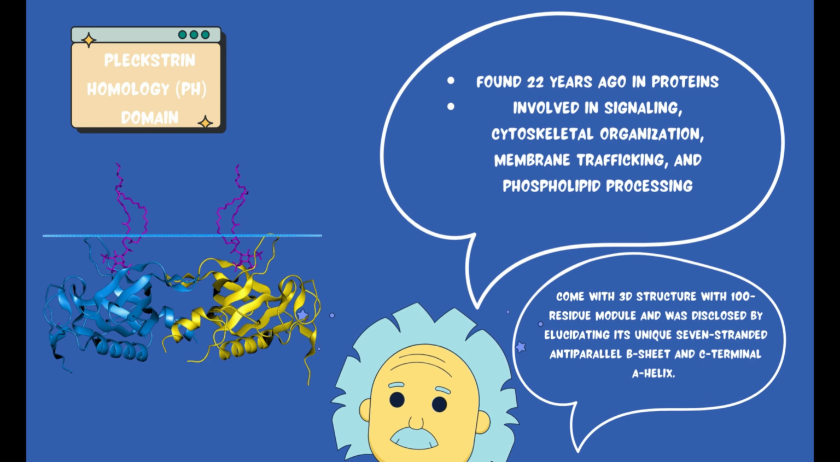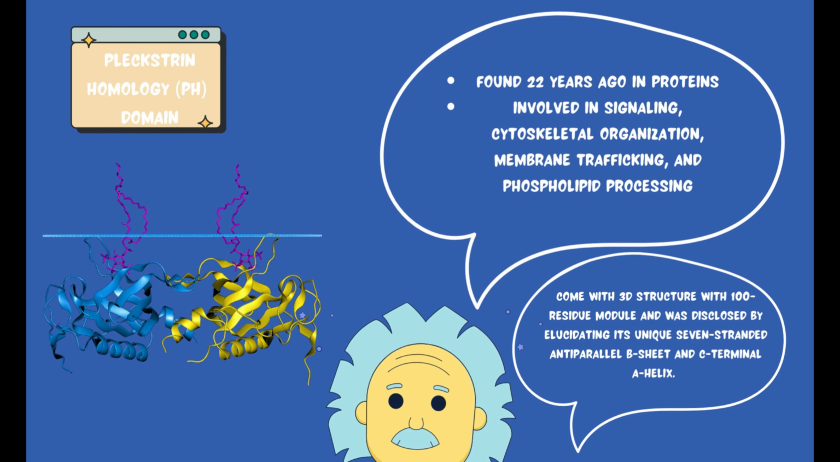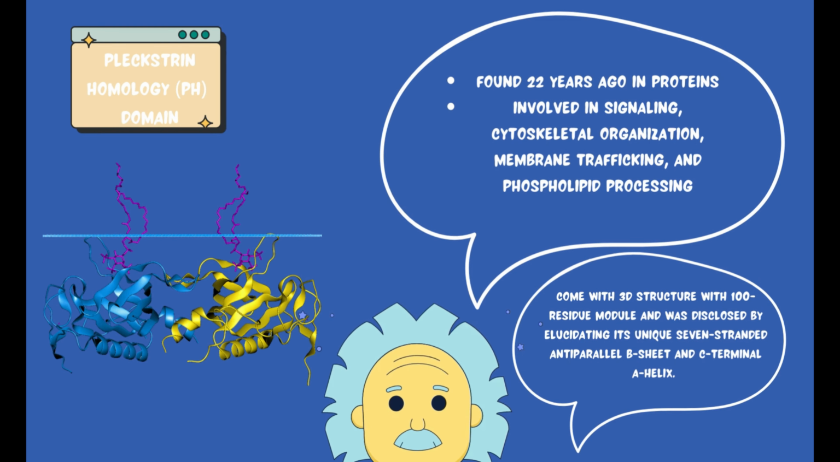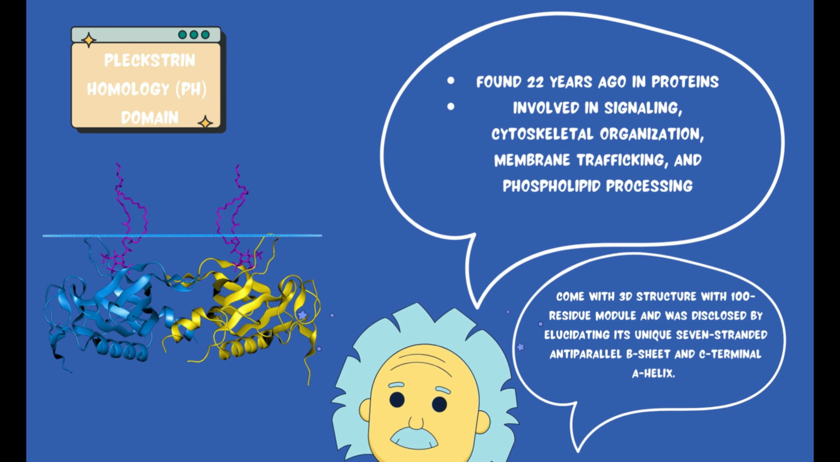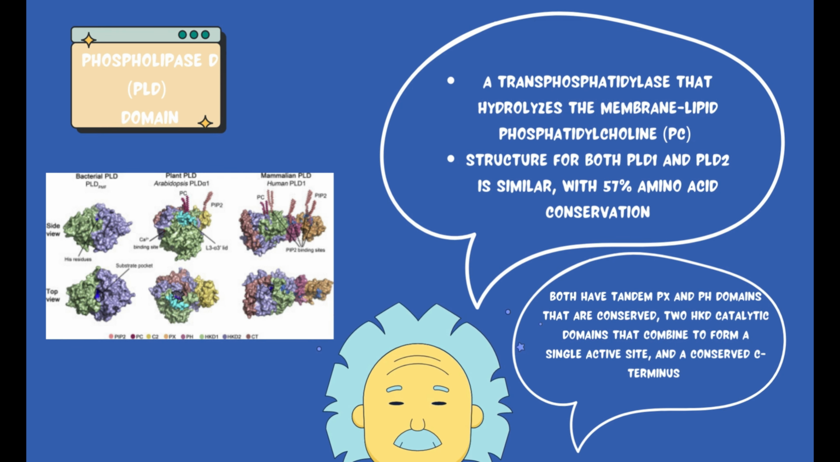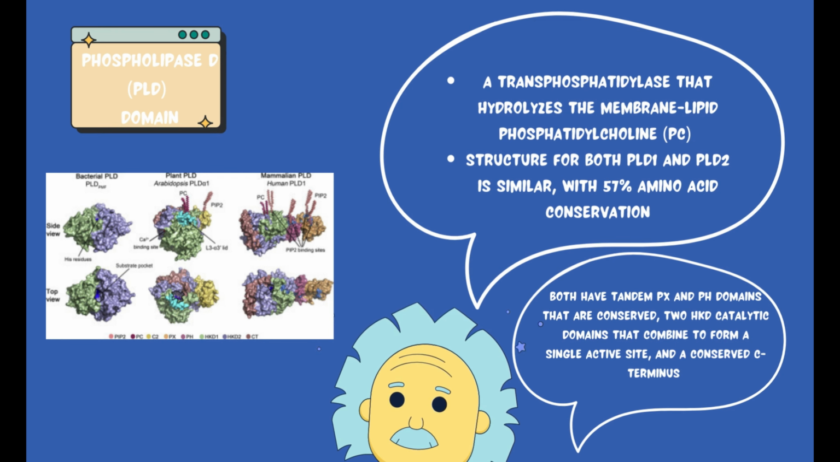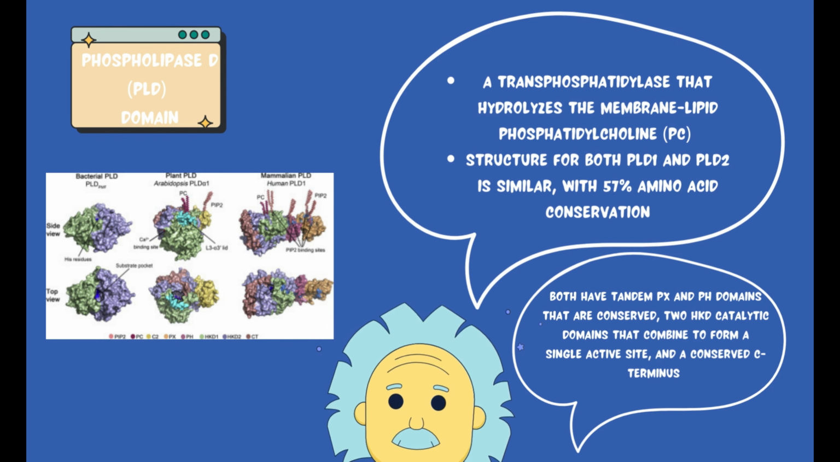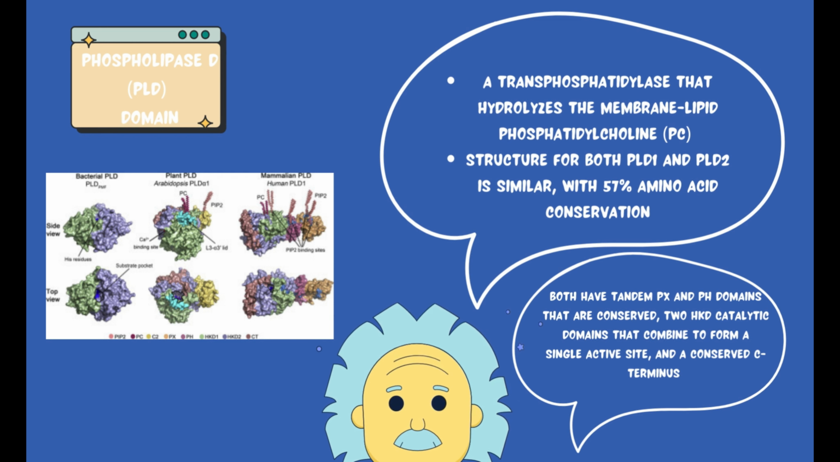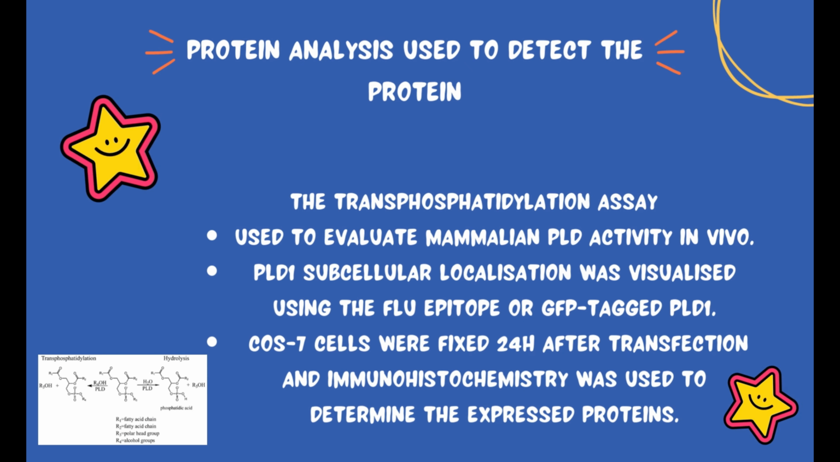basis. As for the pleckstrin homology PH domain, it was found 22 years ago in proteins, and it is also known to have many functions. It comes with a 3D structure with a 100 residue module and was disclosed by elucidating its unique 7-stranded antiparallel beta sheet and C-terminal alpha helix. PLD is a transphosphatidylase that hydrolyzes the membrane lipid PC to produce the dynamic lipid second messenger phosphatidic acid PA under healthy conditions. The structure of both PLD1 and PLD2 is similar with 57% amino acid conservation, and both have tandem PX and PH domains that are conserved.